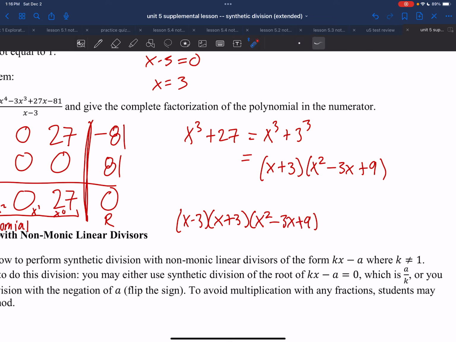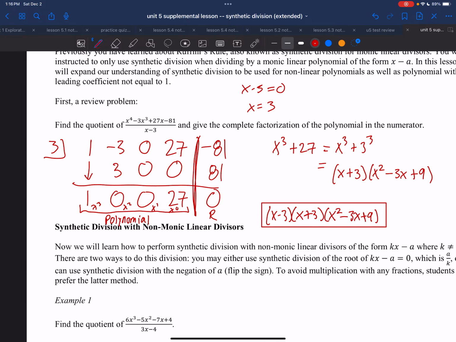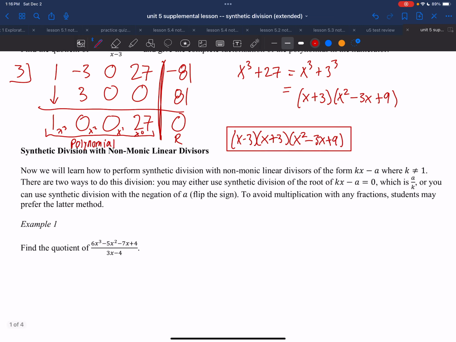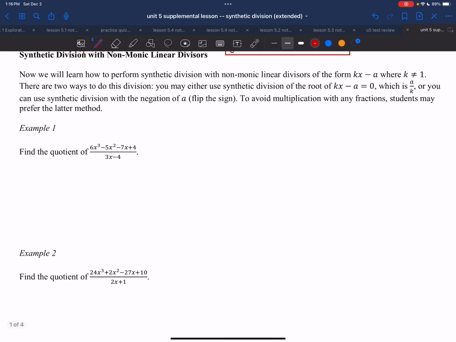What's interesting here is you'll see that this actually makes a difference of squares identity, and this is actually the sum of cubes identity. Which is kind of interesting, right? But it's not both, it's one or the other. It just kind of happens with this polynomial. Anyway, that's just a review, right? Review of how to do synthetic division with a monic linear factor and interpreting the remainder and then completely factoring from there. So now on to the new stuff.